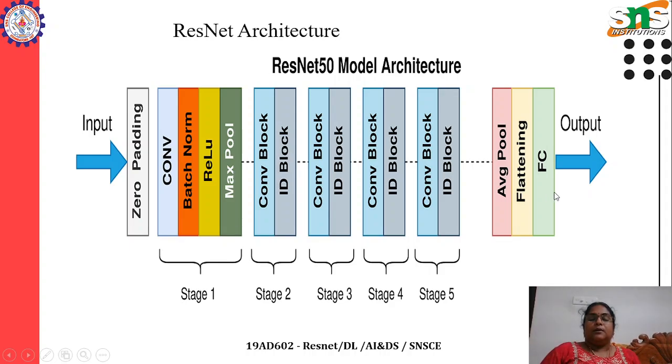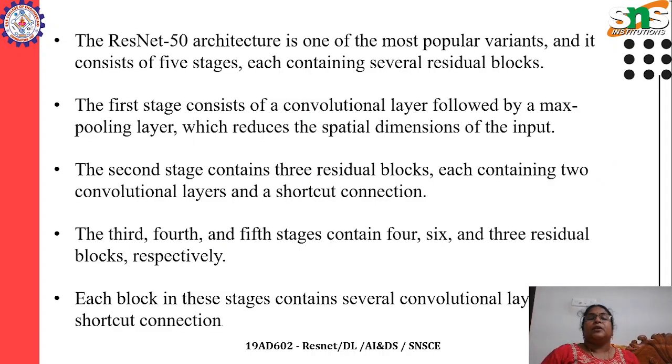We know that the fully connected network is present in ResNet also. And the rest will be the output. So these are all about the ResNet architecture. Already we have discussed the functionalities of each and every layer. So in detail, this ResNet-50 architecture is one of the most popular variants. It has 5 stages, each containing residual blocks.